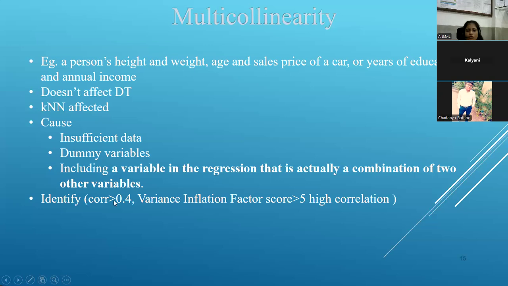So we can check with a correlation if it is greater than 0.4, or we can check with VIF if it is greater than 5. Then those features have high correlation. This is the formula for VIF.